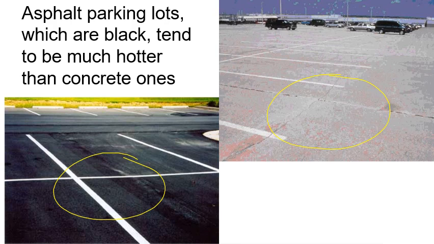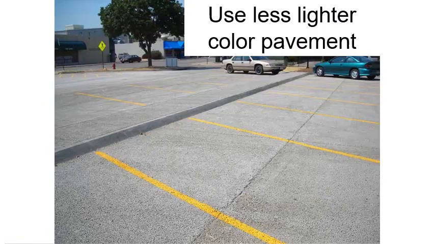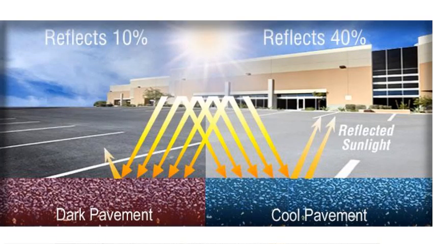This parking lot right here, a concrete one, will not soak up as much sunlight, will not get as hot. So that's another option. Or maybe paint the asphalt or paint the parking lots or the roads a little bit lighter color pavement so that it reflects the sunlight rather than soaks it up and gets hot. Dark pavement only reflects about 10% of the sunlight, which means 90% of the sun that hits it is going to make it get hot. That's why dark parking lots are so hot.